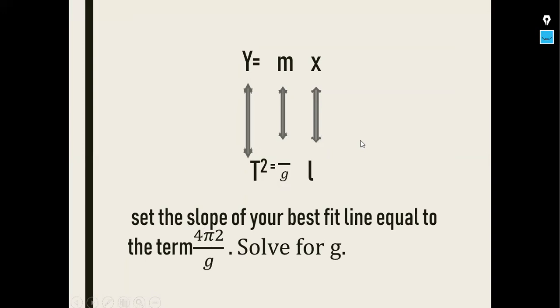All right, and so that's how you're going to go about plotting data and reaching a conclusion, where you're going to have to set the slope equal to some term that's based on the theory there.